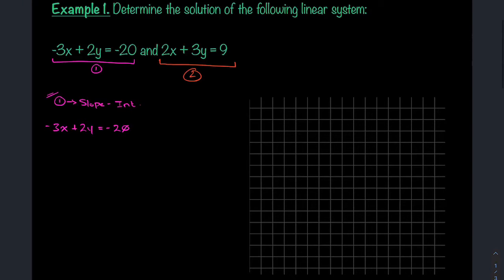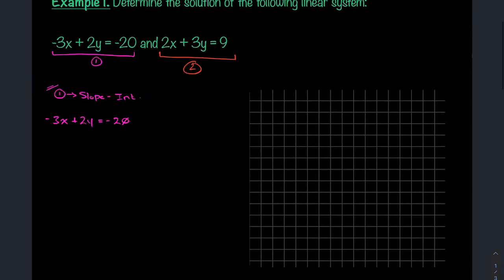So slope-intercept. So we need this in y equals mx plus b form. So what's the easiest thing to move right now? Well, I'm going to move that negative 3x to the other side. So we get positive 3x minus 20. And then we want y on its own. So I'm just going to divide by 2 on everything. So we get y equals 3 over 2 x minus 10.